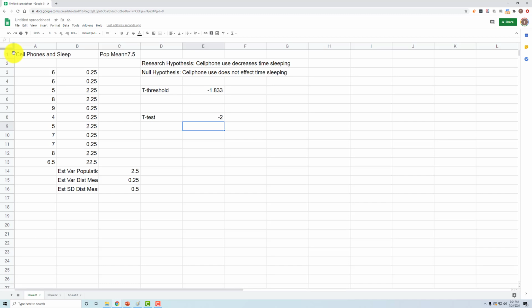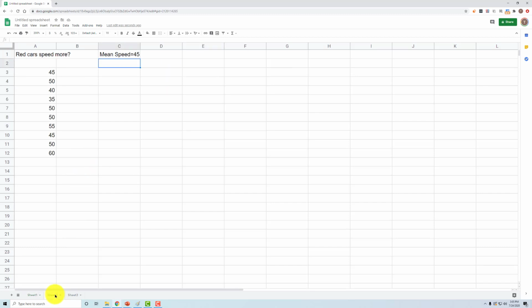So notice we have combined both estimating the variance of the population by using the degrees of freedom and also converting the estimated variance of the population into the variance of the distribution of means by dividing by the sample size. I calculate it using the t-test, and I use the t-table to determine the threshold. Let's see that in action one more time.